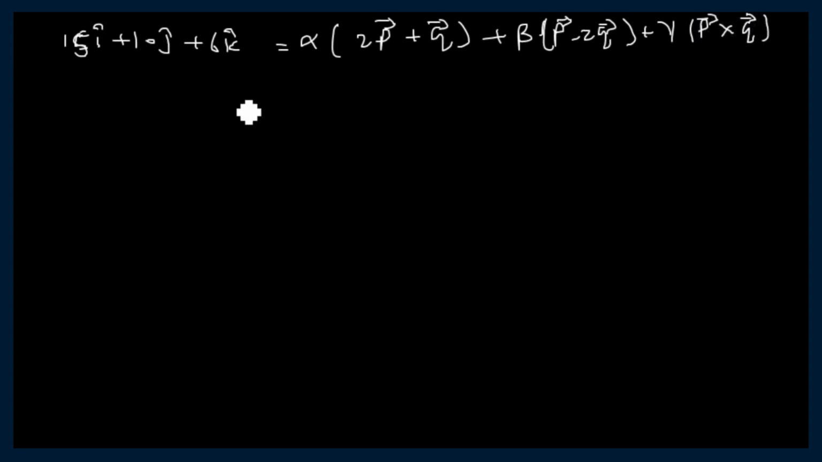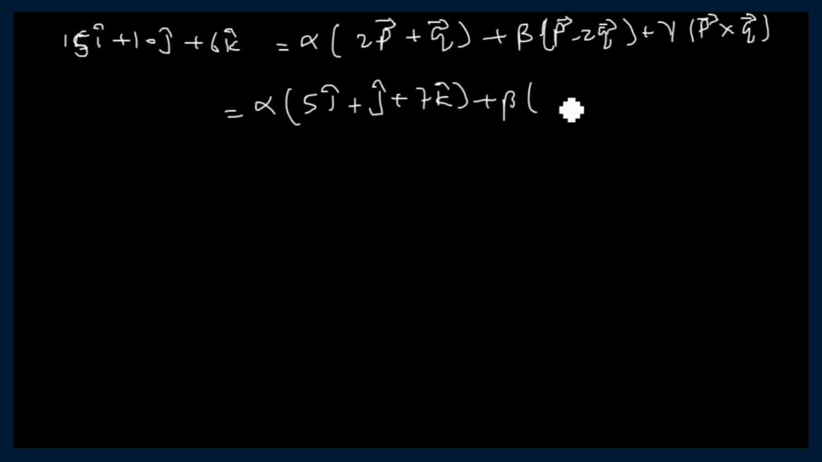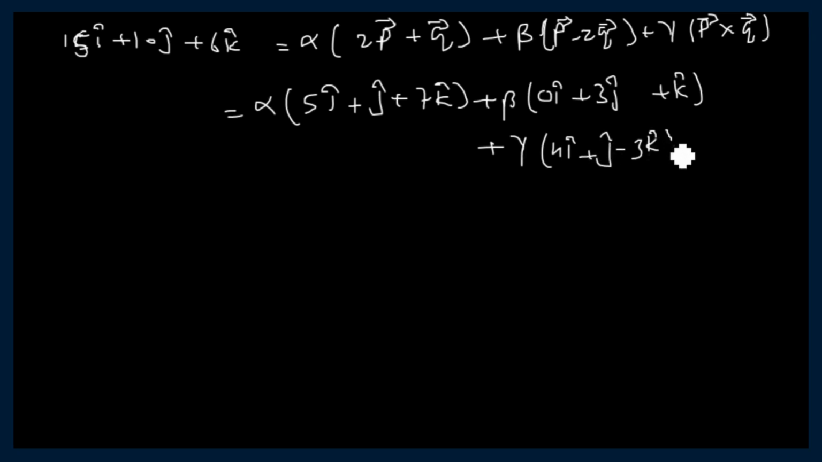Okay, so we will simply put the value of 2p vector plus q vector, and that is what? 5i plus j plus 7k. So simply we are putting this value here, and बीटा के साथ जो है हमारा p vector minus 2q vector, और वो रिजल्ट क्या है हमारा 0i plus 3j plus k, and gamma के साथ जो है p vector cross q vector, and that is what 4i plus j minus 3k. Okay, now we simply separate the i, j, k coefficients and compare both sides.